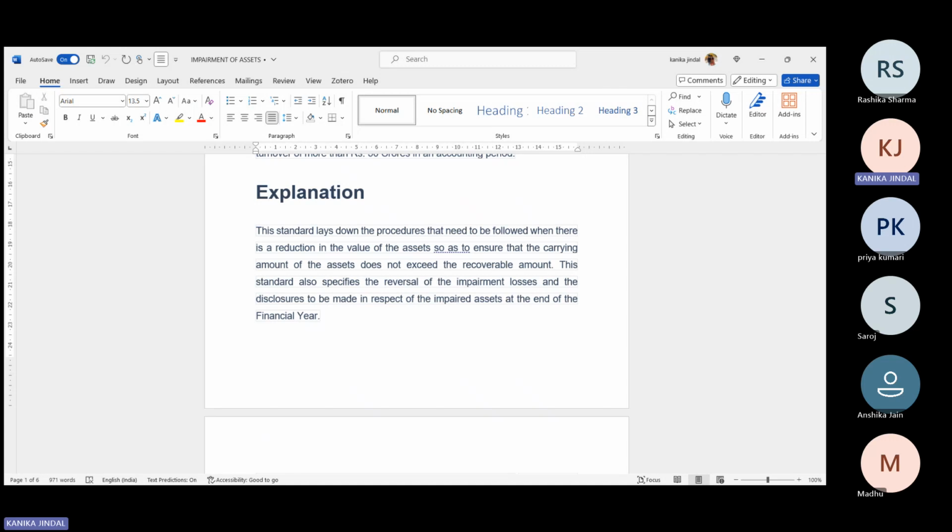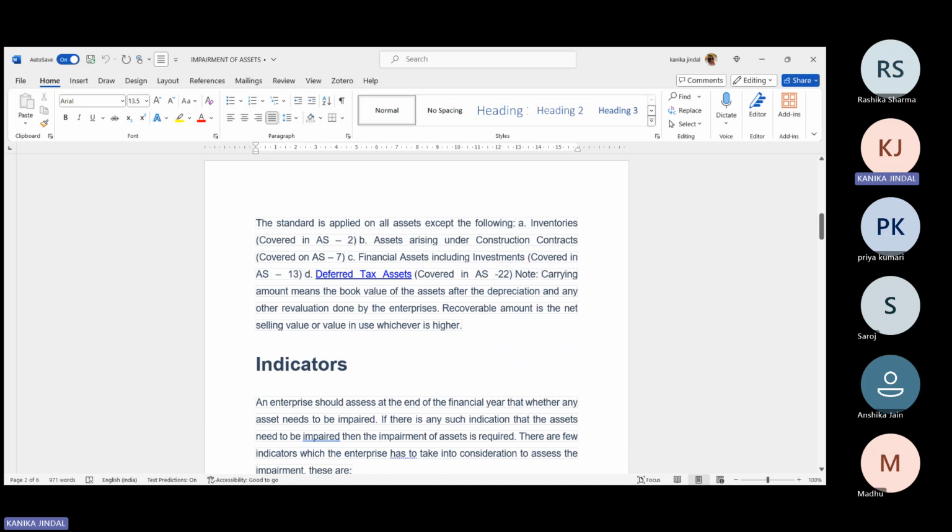This standard also specifies the reversal of the impairment losses and the disclosures to be made in respect of the impaired assets at the end of the financial year. So this standard lays down the procedures and guidelines regarding the reversal of the impairment losses and the disclosures which are required to be made in respect of impaired assets at the end of the financial year.